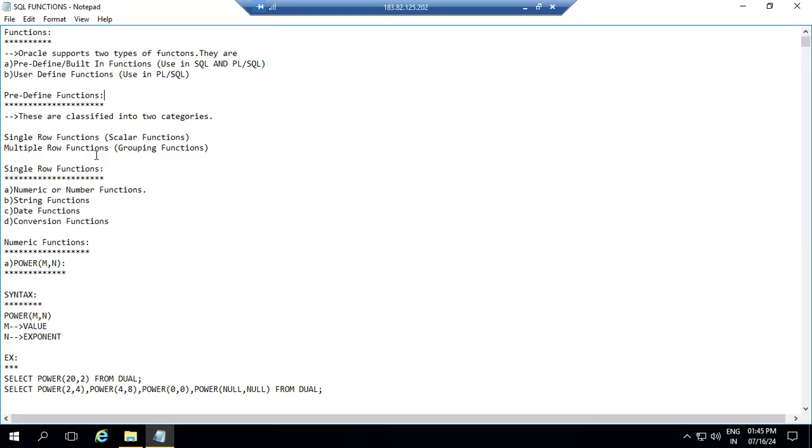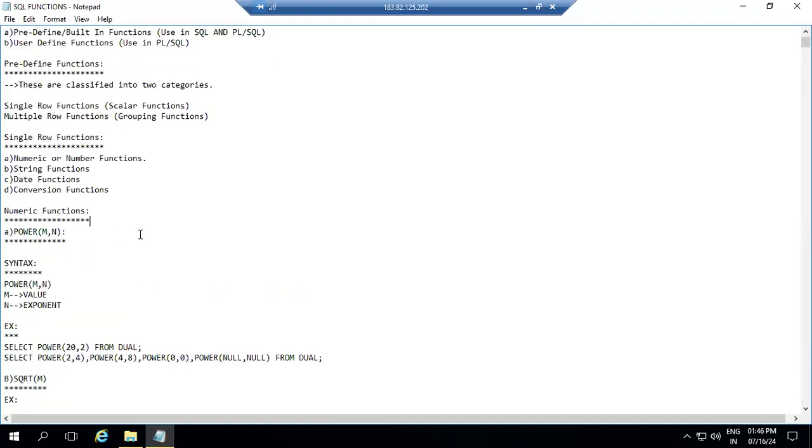We also have aggregate functions, which are group functions, or multi-row functions. We all know the aggregate functions: min, max, sum, count. Now we will study numeric, string, date, and conversion functions. Each and every one of these functions is very important, and we will use them in our syntax according to the requirement. First, the numeric or number functions. What do we mean by numeric here?